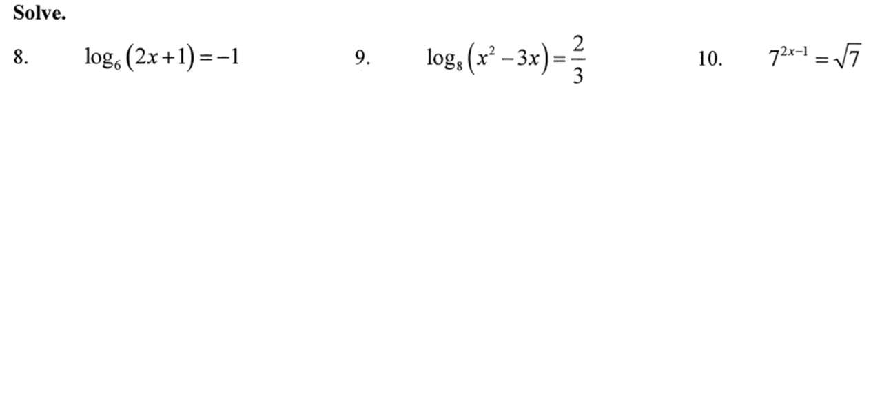Now, solving with logs, we are going to make sure we get the log by itself and then convert it from log to exponential or exponential to log. When we convert this from a log to an exponential, the base is 6. That's our base. The -1 is your exponent, and that equals 2x plus 1. 6 to the -1st is 1 over 6.